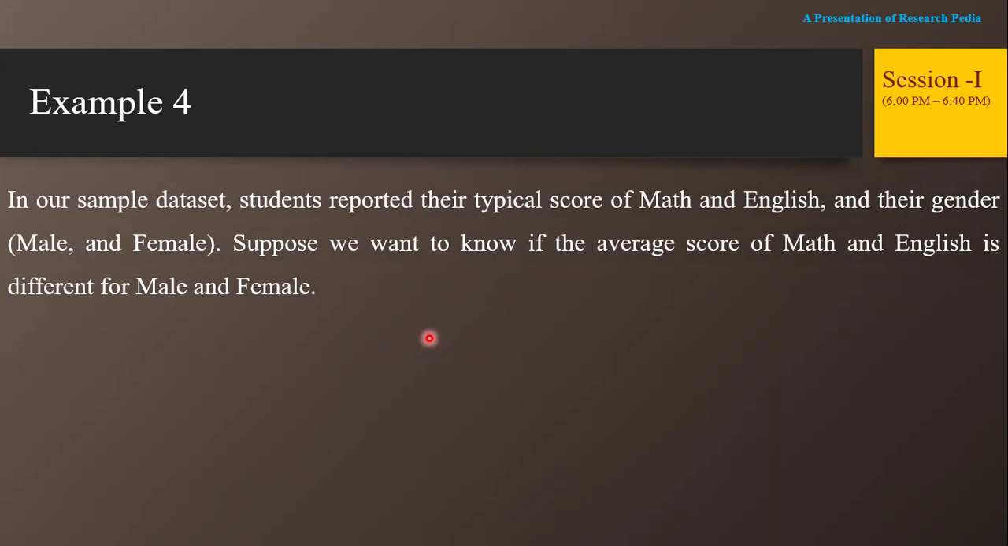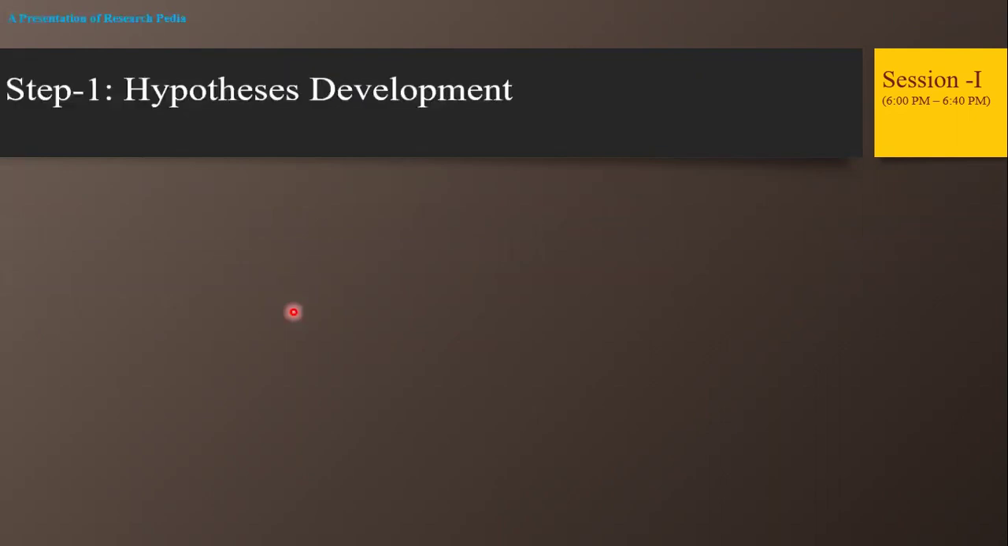So in our sample data set, students reported their typical score of math and English and their gender, male and female. The subject scores are basically the continuous data, and you need to compare your continuous data in terms of male and female. Suppose we want to know if the average score of math and English is different for male and female. So we need to compare the average score of math and English in terms of male and female, whether it is the same or different.